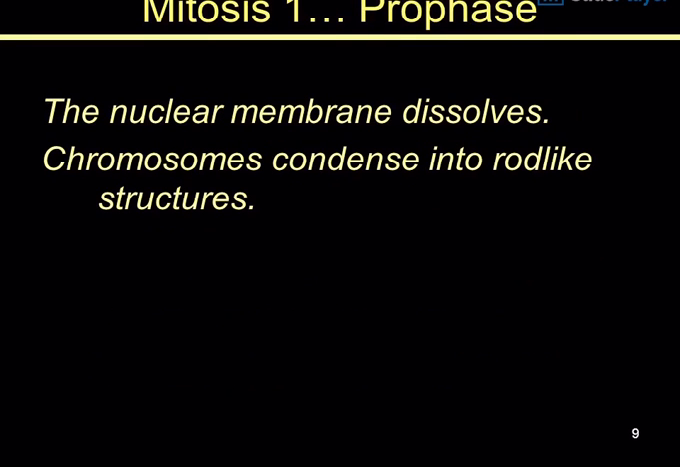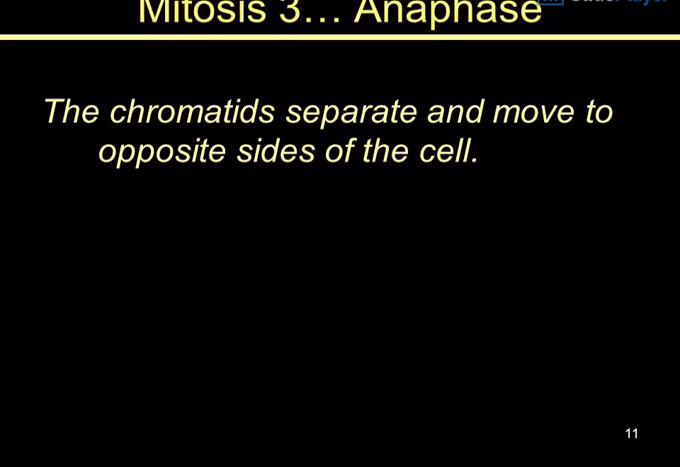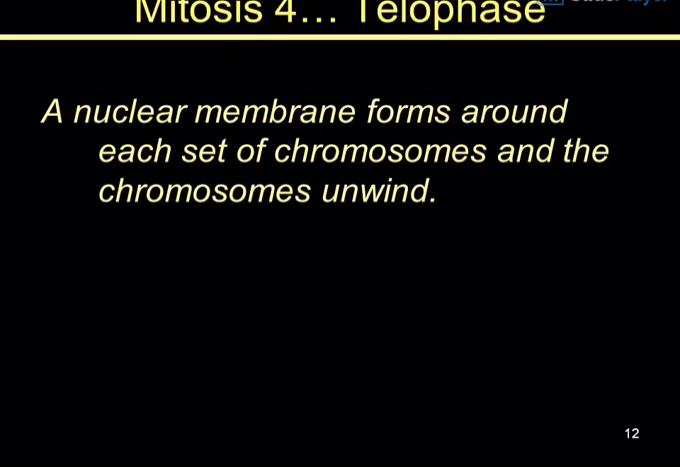Mitosis 1. Prophase. The nuclear membrane dissolves. Chromosomes condense into rod-like structures. Mitosis 2. Metaphase. The chromosomes line up along the equator of the cell. Homologous chromosomes pair up. Mitosis 3. Anaphase. The chromatids separate and move to opposite sides of the cell. Mitosis 4. Telophase. A nuclear membrane forms around each set of chromosomes and the chromosomes unwind.